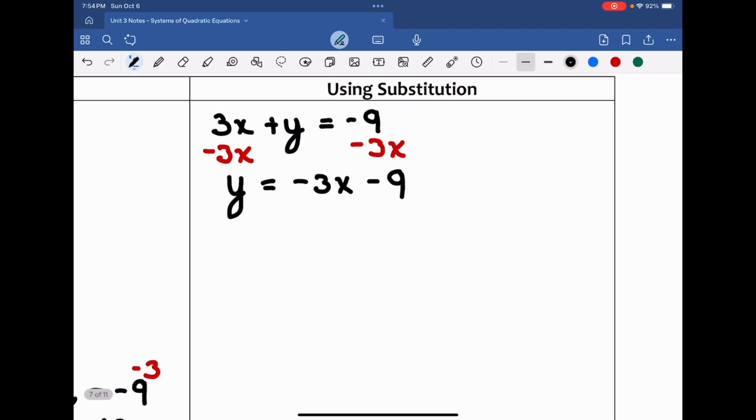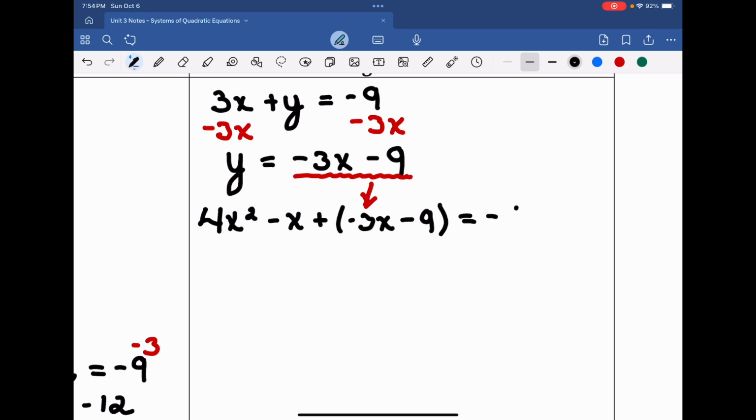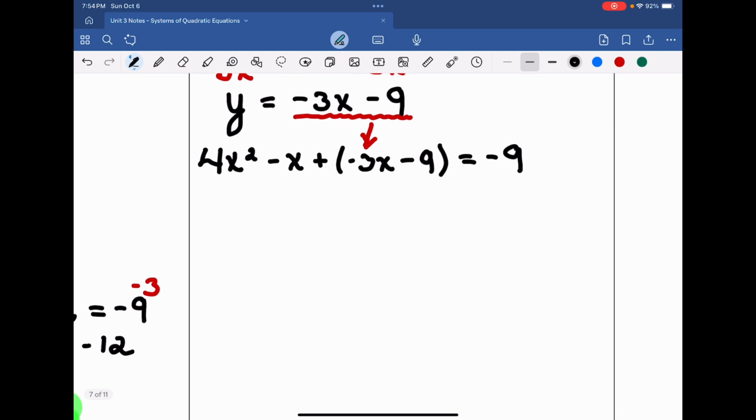Now we're going to take all of this and plug it into the second equation. 4x squared minus x, and then plus, we're going to take all of the stuff that y is equal to, aka negative 3x minus 9, and we're going to substitute that in for the y value. So we're going to write negative 3x minus 9, and then supposedly this is all equal to negative 9. Awesome.